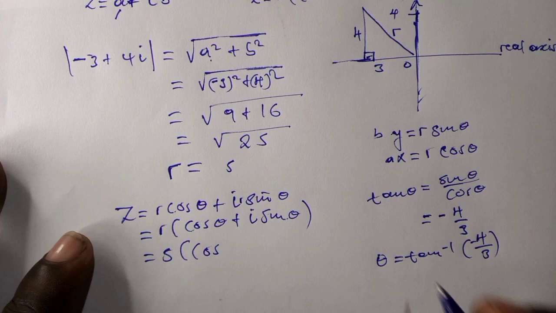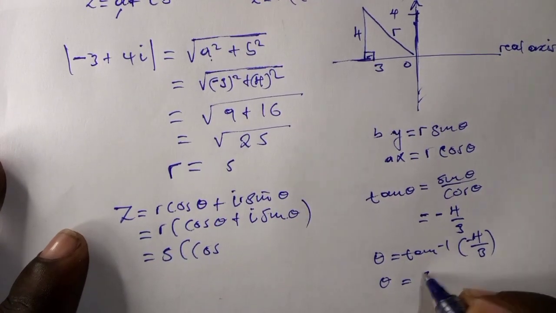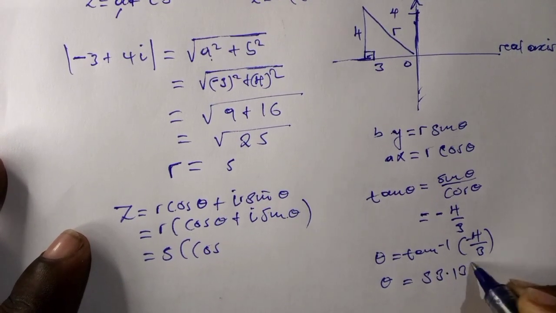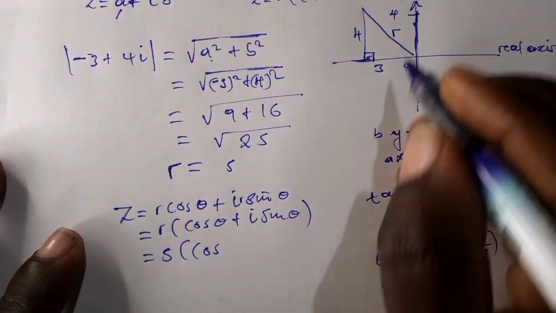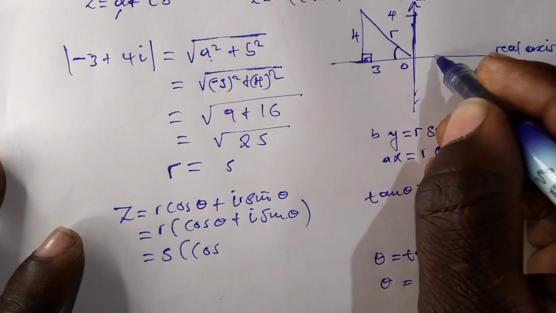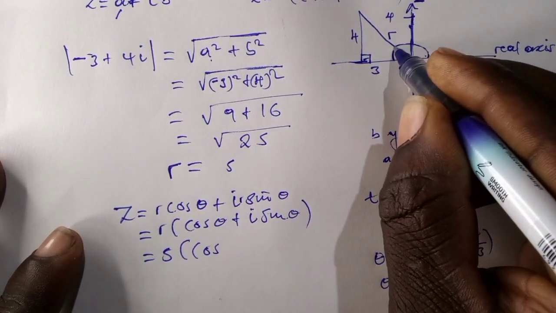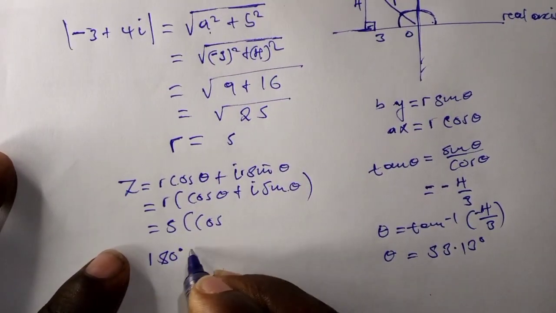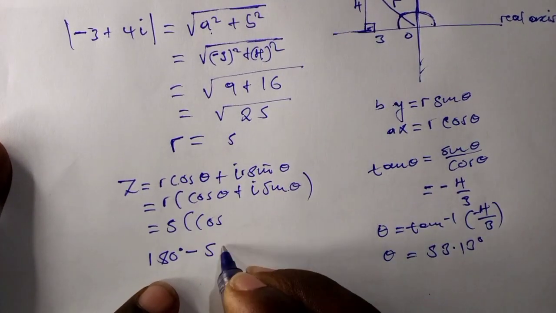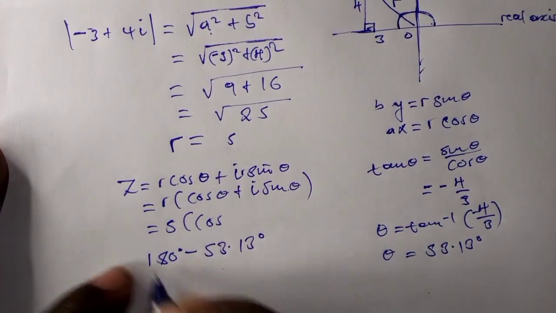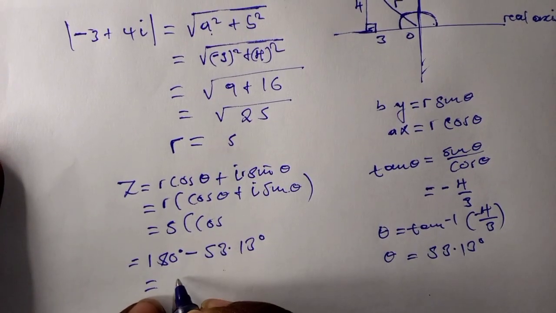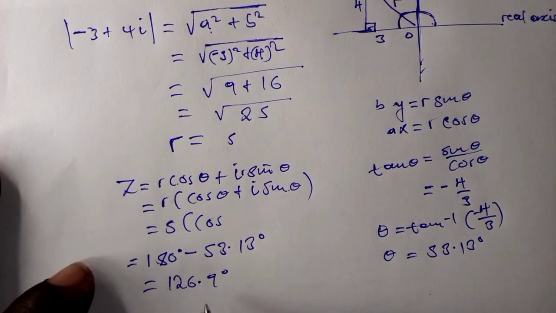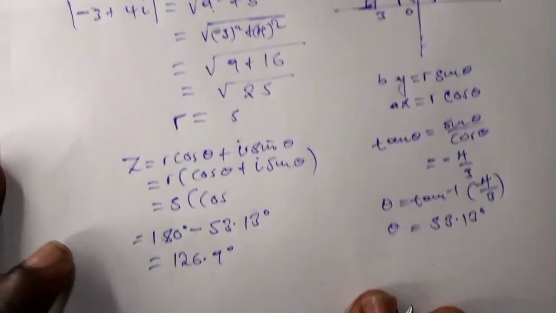Then when you punch it on the calculator, the angle you're going to get is 53.13 degrees. So this angle is only here. The angle we are looking for is from here to here, in which we are going to say 180 degrees minus the same angle, 53.13 degrees, which is equal to 126.9 degrees. So this is the angle which we are going to use in this equation here.